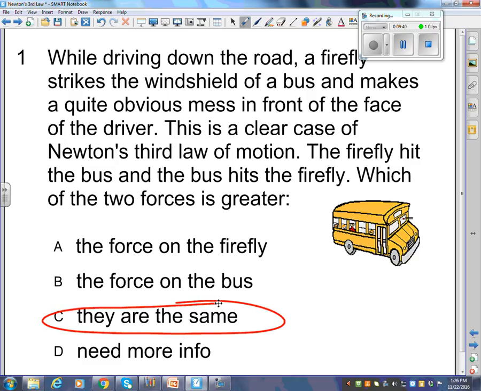Listen carefully. Jay asked, how come the bus keeps moving? How come the dragonfly gets stuck? Giant mass. The bus is massive compared to the bug. F equals ma. Big giant mass, little tiny a. Little tiny m, big giant a.